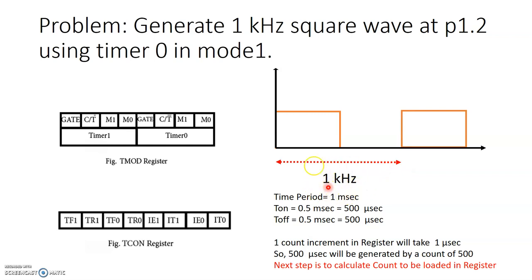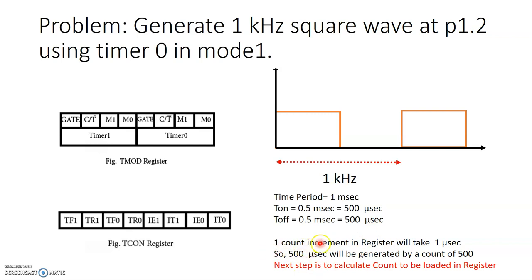If that is the case, then the time period for the square wave will be 1 millisecond. 1 divided by 1 kilohertz will give you 1 millisecond. And consequently, for half of the time it needs to be on, and for the rest half of the time it should be off. So for 500 microseconds it should be high at the output, while for the remaining 500 microseconds the output should be 0 at pin 2 of port 1.